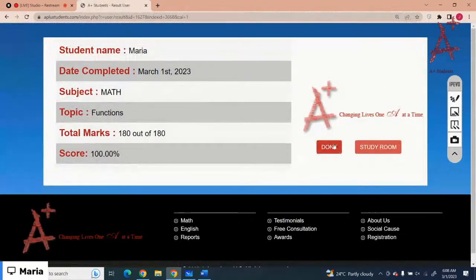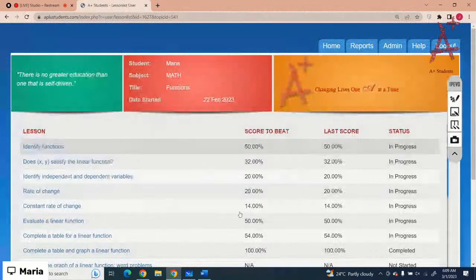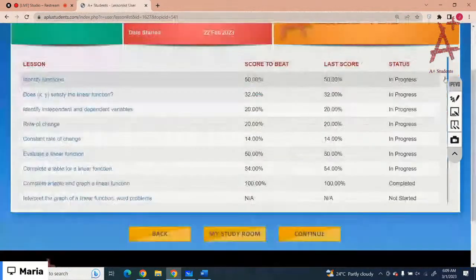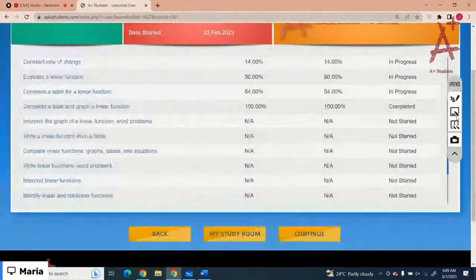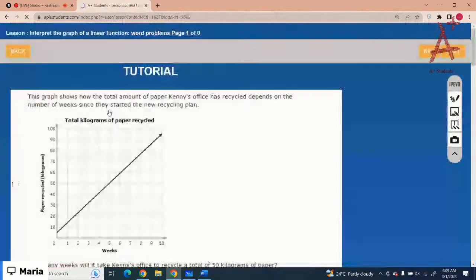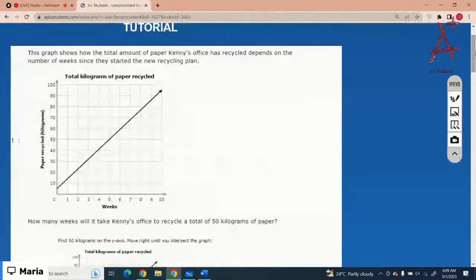Okay, we are done with the test. Let's move on to the next lesson. The next lesson is interpreting the graph of a linear function in word problems. Okay, let's start with the first example.